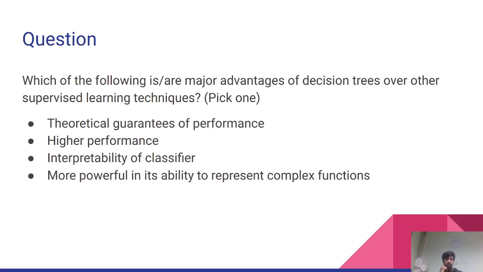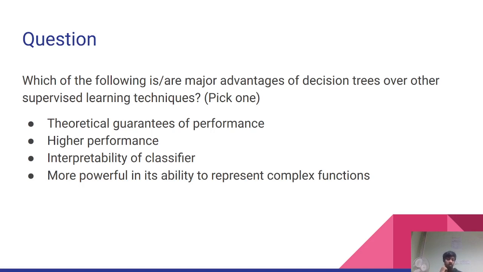The question is, which of the following is a major advantage of decision trees over other techniques, like SVM, which we have tried earlier in the previous lectures. Why should we use decision trees? There are 4 options. One is that there is a theoretical guarantee of performance. Second is that it has higher performance, like accuracy will be higher.